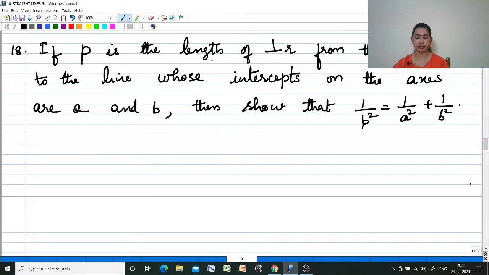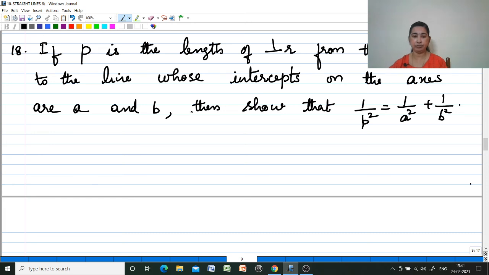Now the next one, question number 18. If P is the length of the perpendicular from the origin to the line whose intercepts on the axes are A and B, then show that 1 by P square is equal to 1 by A square plus 1 by B square. Given that P is the length of the perpendicular from the origin to the line whose intercepts on the axes are A and B.